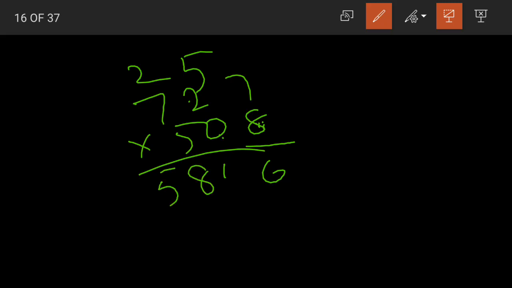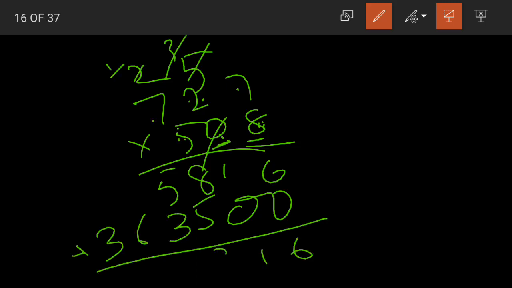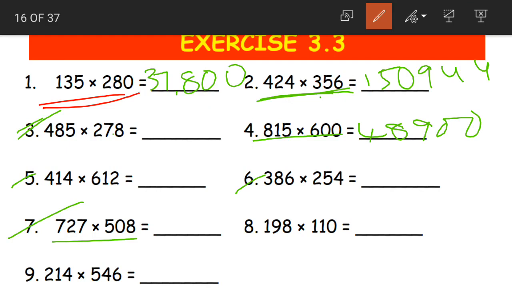Now next we are having 0, so what can we do? We can skip. Coming to 5, but before multiplying with 5 we should place 2 zeros. Yes, 5 sevens are 35, 5 here, 3 carried, 5 twos are 10 plus 3 is 13, 1 carried, 5 sevens are 35 plus 1 is 36. Now adding the partial products together, 9, 6 and 3, what will be our answer? 3,69,316.